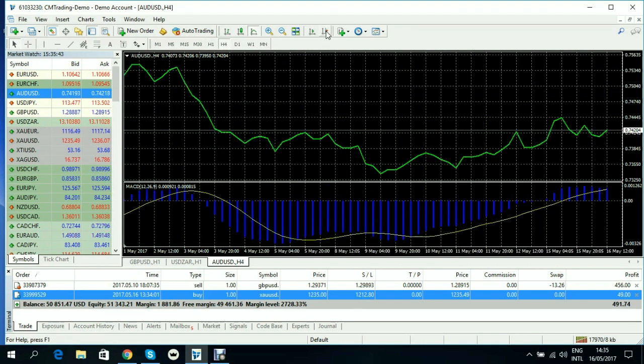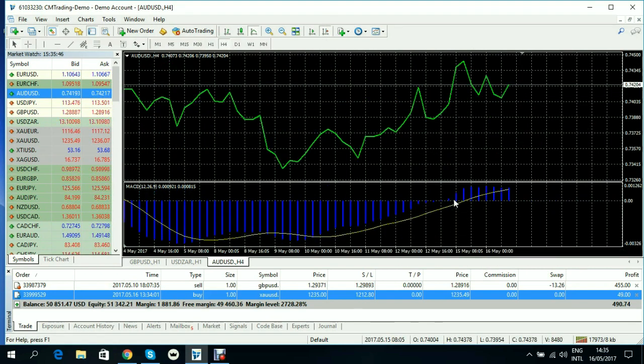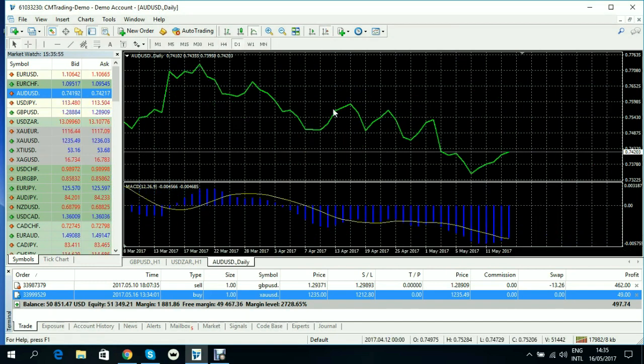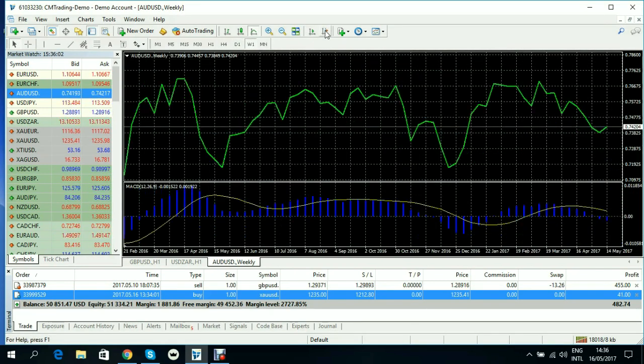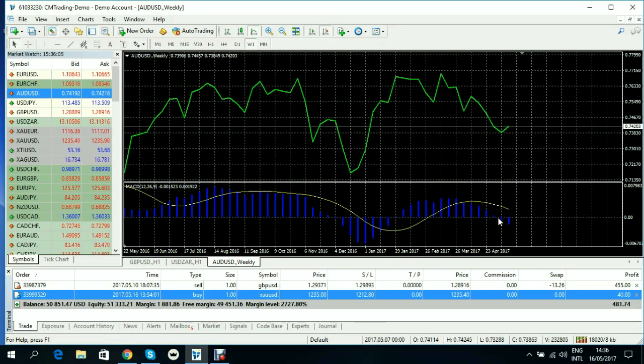And if we come here, you will find out that it is on the buy. And if we come to daily, it is on the sell. And if we come to weekly, it has just started a sell. There are 2 bars here, but we'll have to wait for the signal to also cross.